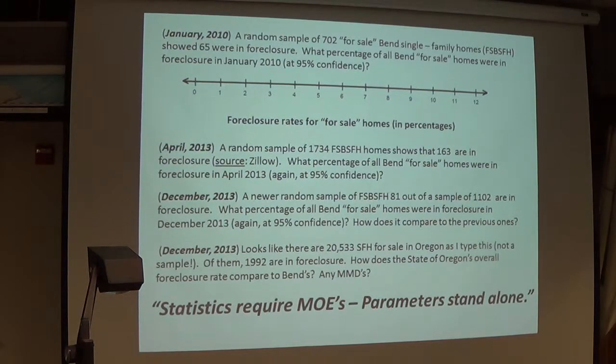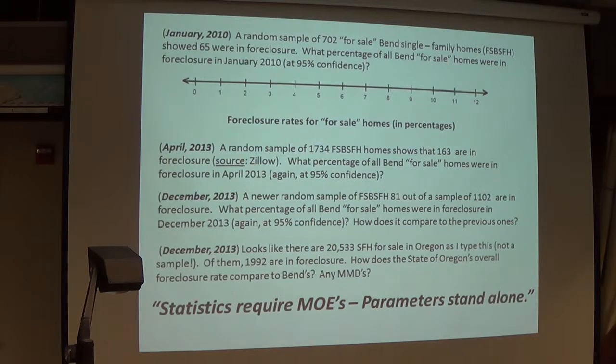Nobody in their right mind would actually do that, of course. If you had all the data, you would use all the data. But I was trying to prove a point to illustrate the variability. So what I did then was I went into Zillow and I said, okay, in Oregon, at that moment in December 2013, there were 20,533 sales of foreclosure homes. That's what Zillow told me.